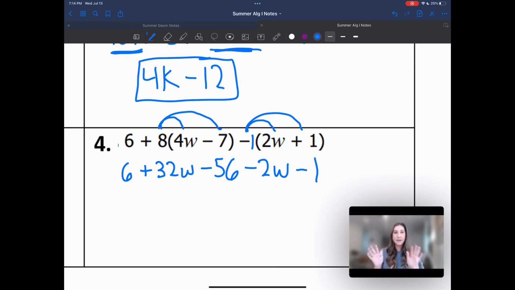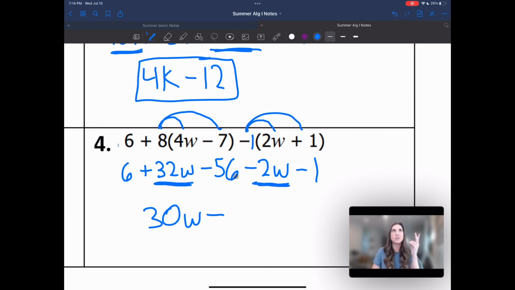All right, let's combine our like terms. I'm going to look at the w's first. So I've got a 32w minus 2w, which would just give me 30w. Okay, and now we've got 3 other numbers to combine, so let's be careful here. We have 6 minus 56, okay? So we know it's going to be negative. I'm going to put a minus sign.